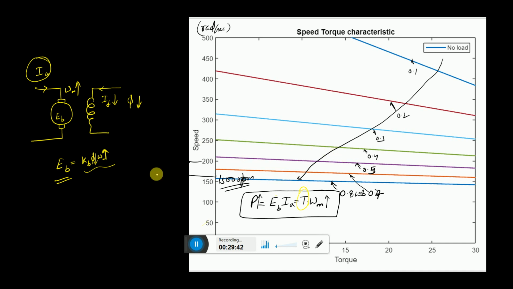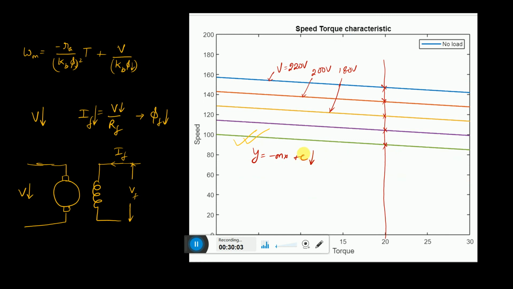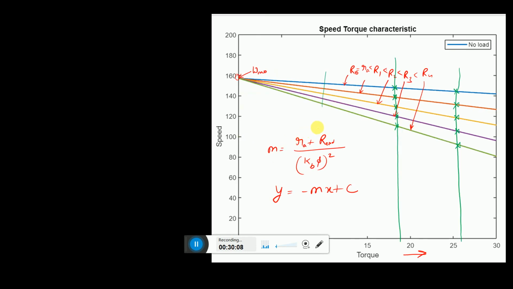Therefore the rating of the motor must be kept in mind while increasing the speed, and up to what value we can increase the speed also needs to be checked. Otherwise it may attain a high centrifugal force. So this is what we have discussed on the speed torque characteristics of a DC shunt motor. In another video we will discuss the speed torque characteristics of the DC series motor, and we will also see how we get the speed torque curve from that. So thank you very much.